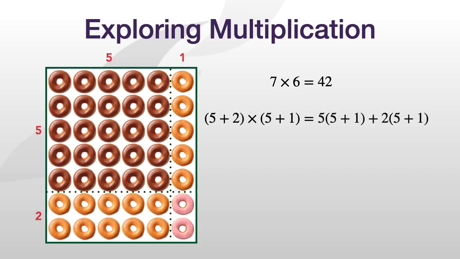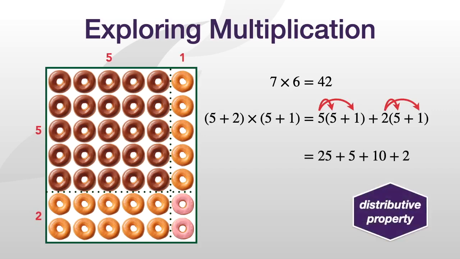Symbolically, this can be expressed as multiplying 5 by 5, 5 by 1, 2 by 5, and 2 by 1. The product is the sum of these partial products. This is called the distributive property. Adding the partial products gives us 42 once more. This method of determining the product can also be represented by removing the pictures of the donuts and recording each partial product in the appropriate space.